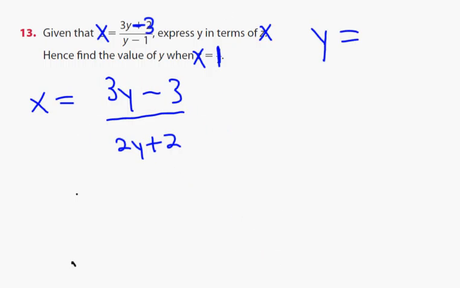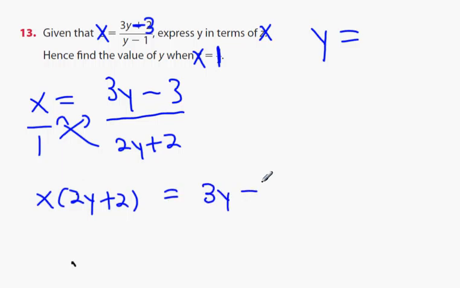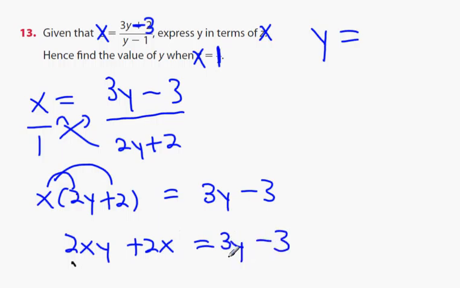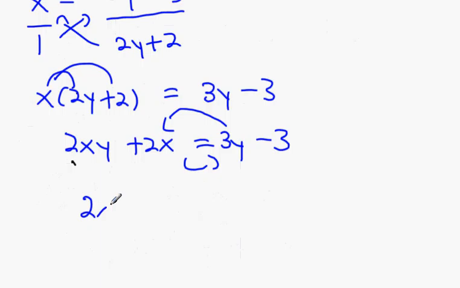Right, step 1, cross multiply. 1 goes up there, 2y plus 2 goes up there. It's going to be x multiplied by 2y plus 2 equals 3y minus 3. Step 2, multiply them out. 2xy plus 2x equals 3y minus 3. Anything that has a y goes over to the left, anything that doesn't have a y goes to the right. What we're going to be left with is 2xy minus 3y equals minus 2x minus 3.